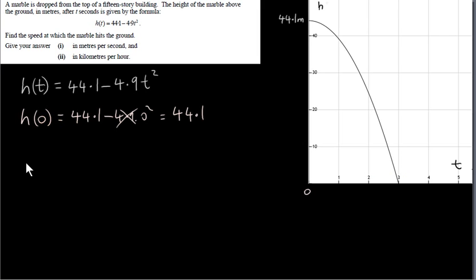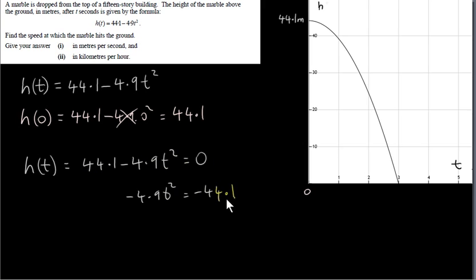If we want to find a time for which the height is 0, well, we put this formula equal to 0. So we get minus 4.9 t squared equals minus 44.1. So t squared is 44.1 divided by 4.9. That's actually 9, which means that t is the square root of 9, which is 3. So indeed, it does check out here. At t equals 3 seconds, the height of the marble is 0. In other words, the marble has reached the ground.